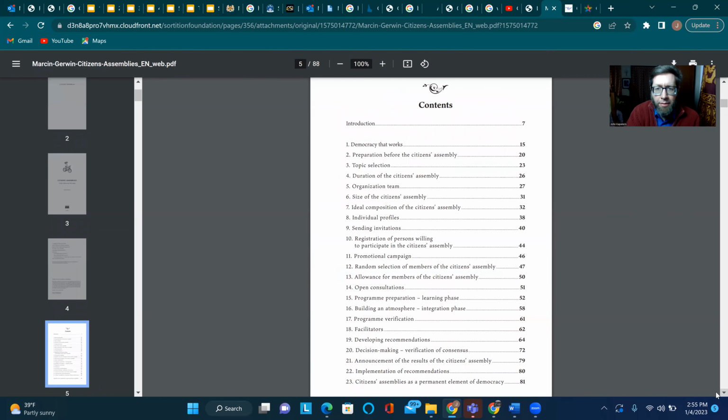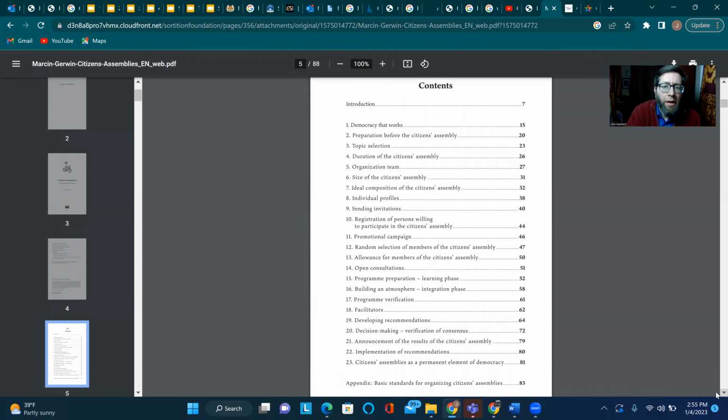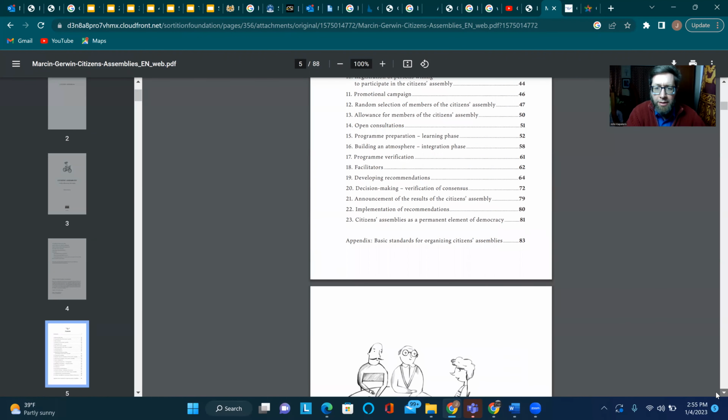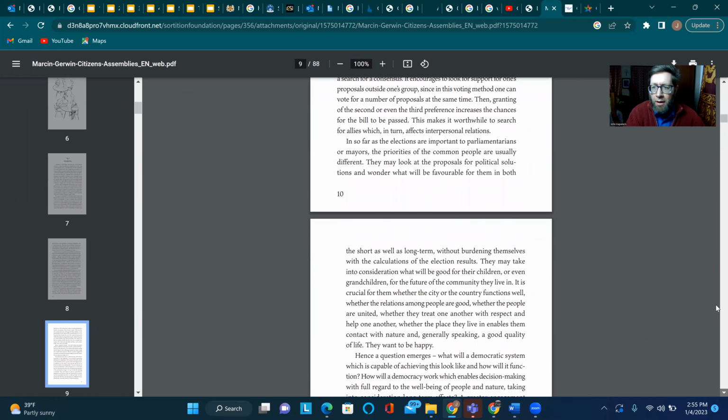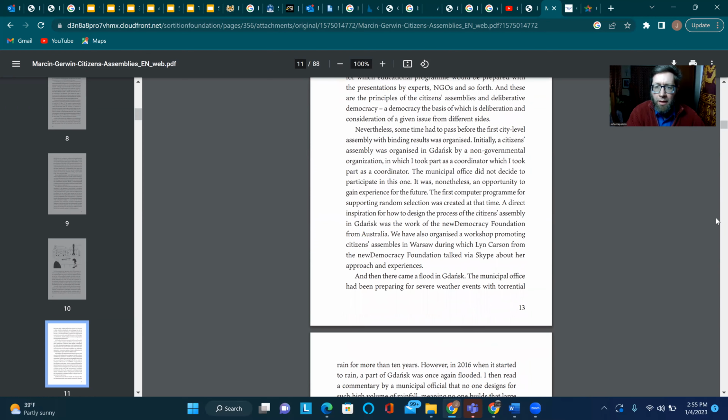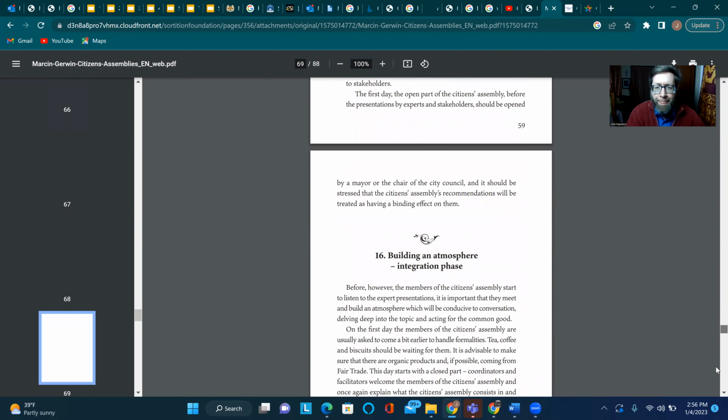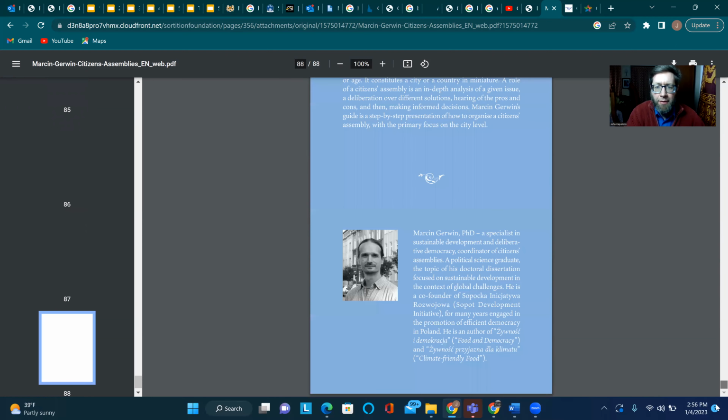He's also talking about other guidebooks that are coming out. Although I think those have more to do with permanent assemblies, what he was talking about with like a citizen senate, and more along the lines of the Ostbelgian model. Okay, so that's what they have there. It's got nice illustrations. And go through this. Yeah, there he is. Hey, there he is.